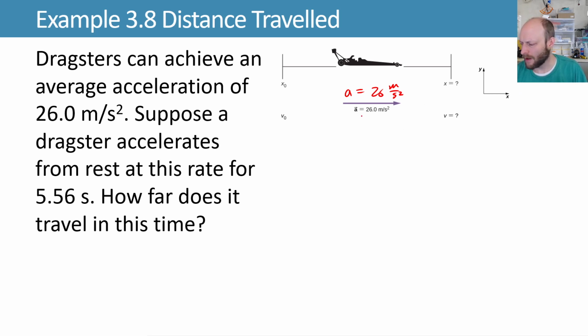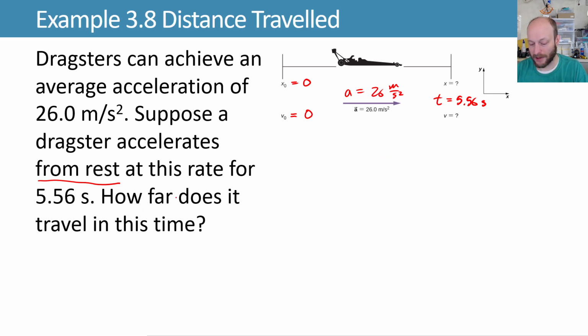Lovely. Suppose we accelerate from rest at this rate for 5.56 seconds. So we'll say my final time is 5.56 seconds. How far does it travel? Well, I can choose, based on my coordinates, where I want the initial position to be. So I'll say my initial position is 0. And then my initial velocity, it says from rest. Anytime we see from rest, we can say my initial velocity is 0. Or if it ends up at rest, then your final velocity is 0. But initial velocity is 0 because we start from rest.